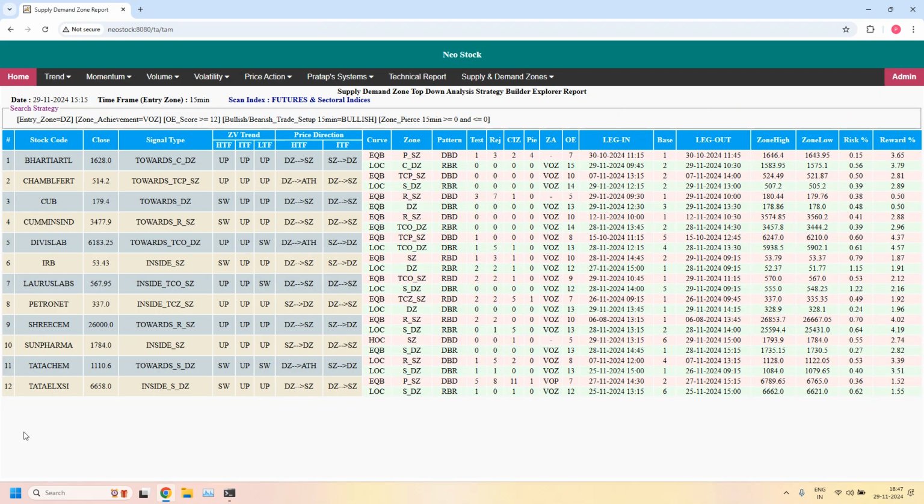Now let's verify. We got 12 stocks. Currently these 12 stocks are supporting bullish trade setup for daily income trade. The entry time frame or entry zones are 15 minutes demand zones. All these are 15 minutes demand zones in this list. Out of these 12 15 minutes demand zones, there could be some high probability trade setup supported stocks based on LTF and ITF demand zone confluence.